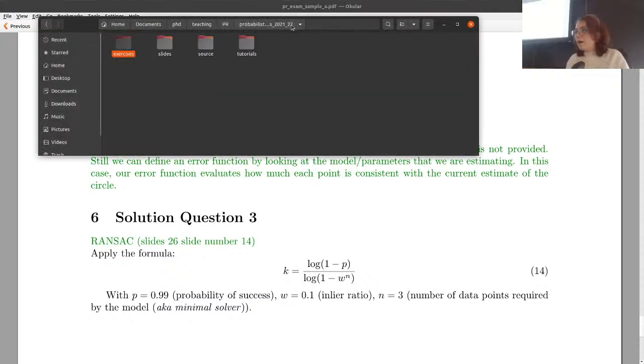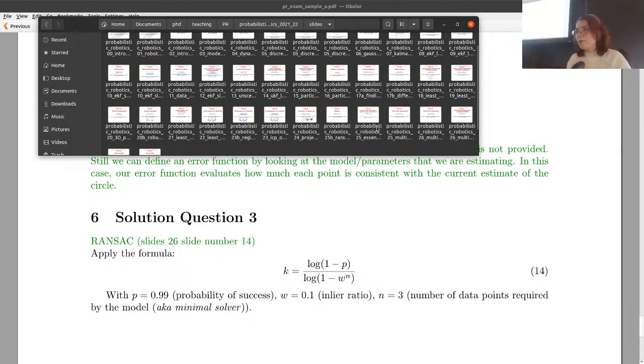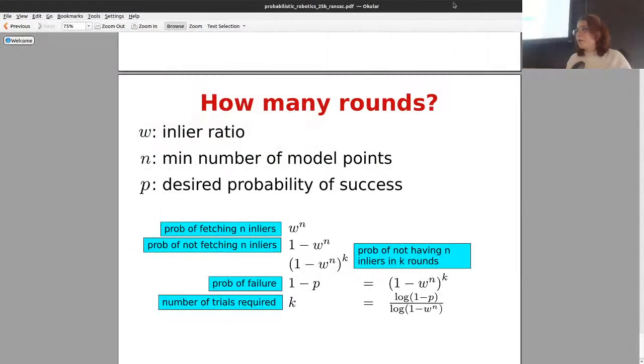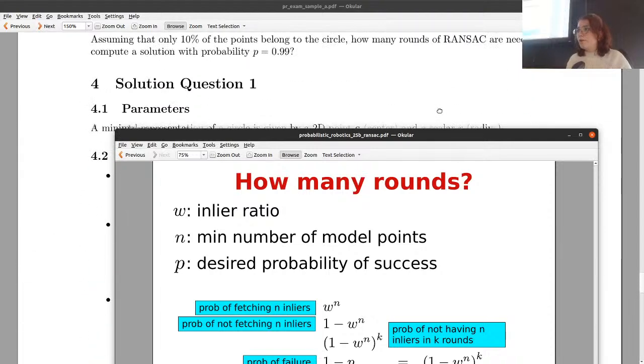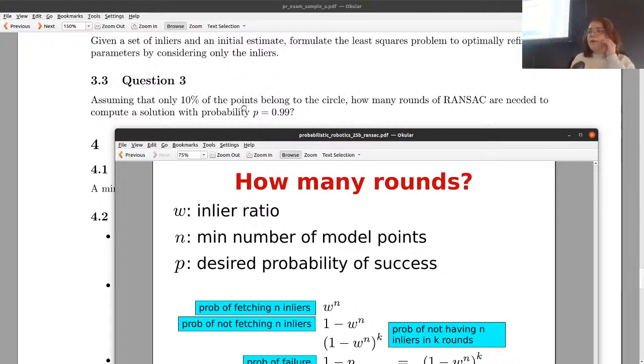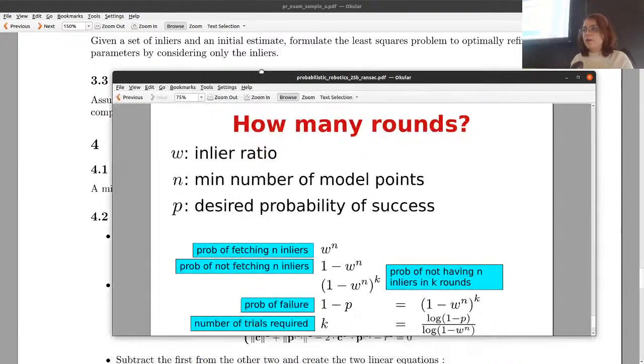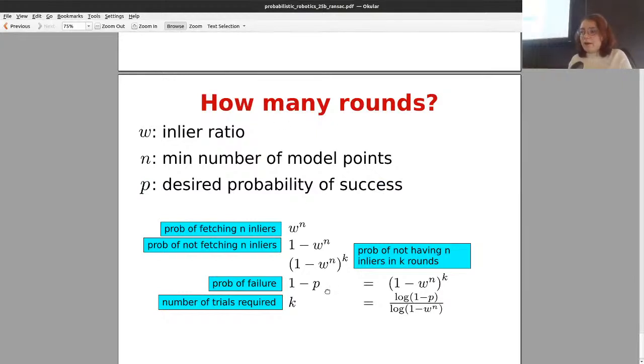Let us take the slides for this, because probably you do not remember the formula. So I have it here. The third question was, assuming that you have 10% inliers, 10% of points belonging to the circle, how many rounds of RANSAC are needed to compute a solution? Now, as I was saying, a solution means getting a set of a minimal number of samples which is only composed of inliers.